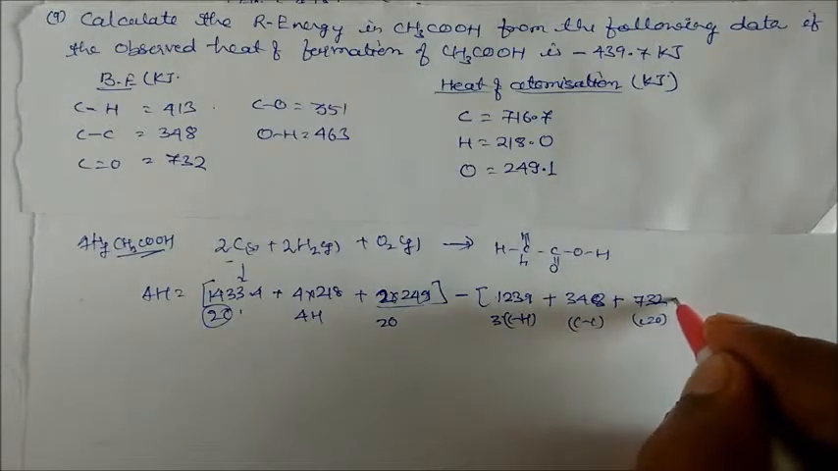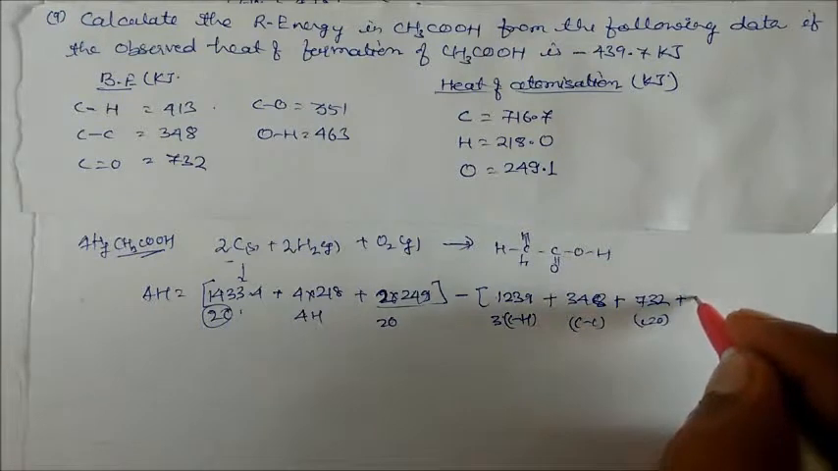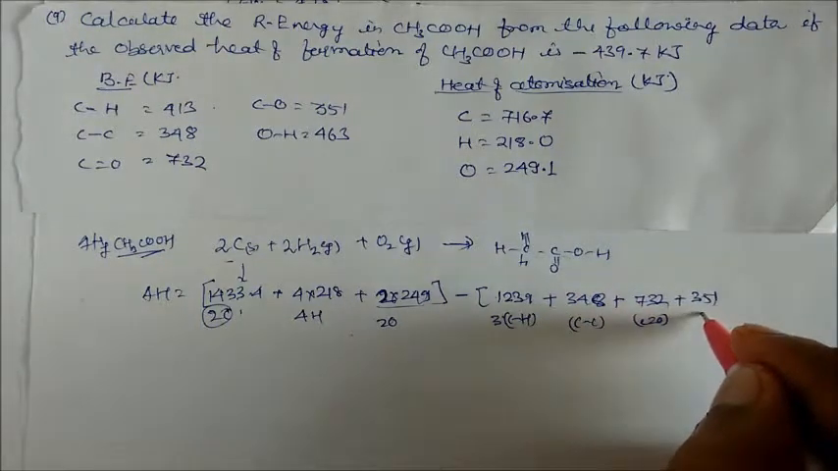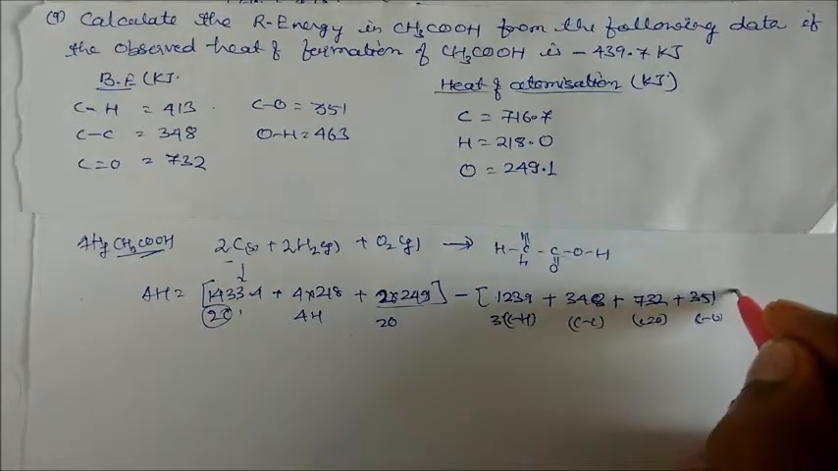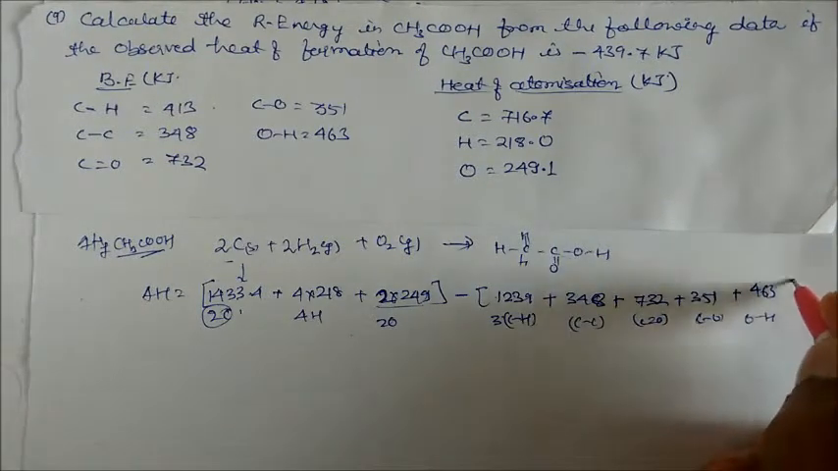And again here next is your CO bond. The CO bond is here, that is 351, that is your CO bond. And next is your OH bond. So OH bond is 463. So this is your OH bond. So now all is over.